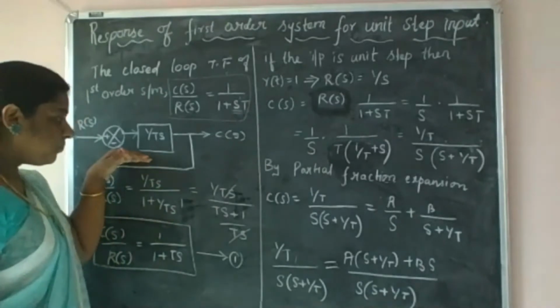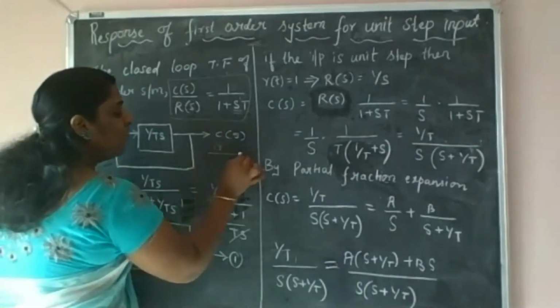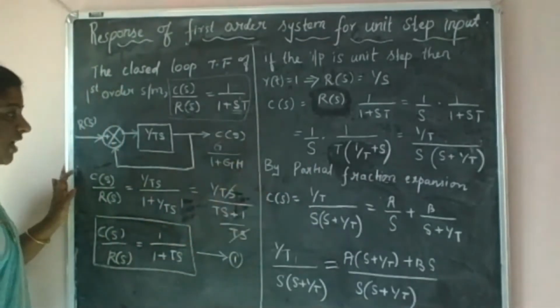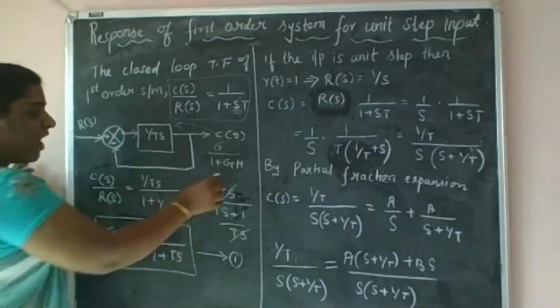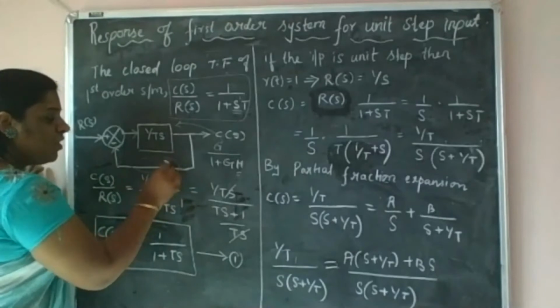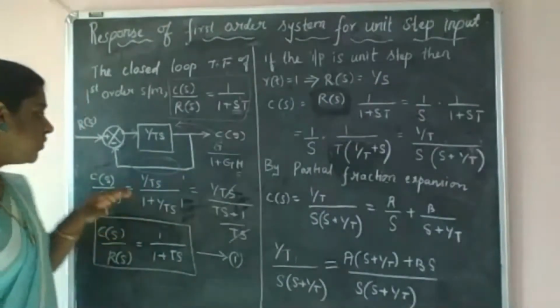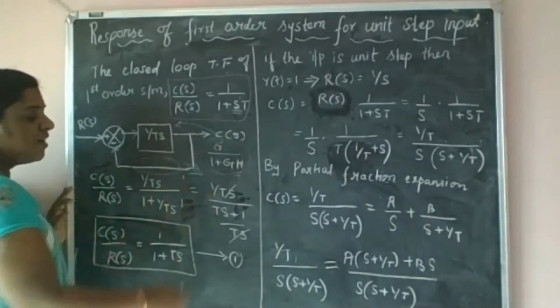So, how can we solve this negative feedback? By using the formula G divided by 1 plus GH. Here, what is the value of G? The value of G is equal to 1 divided by Ts, and the value of H is equal to 1, because we have a unity feedback. So by using this formula, we can solve this feedback.